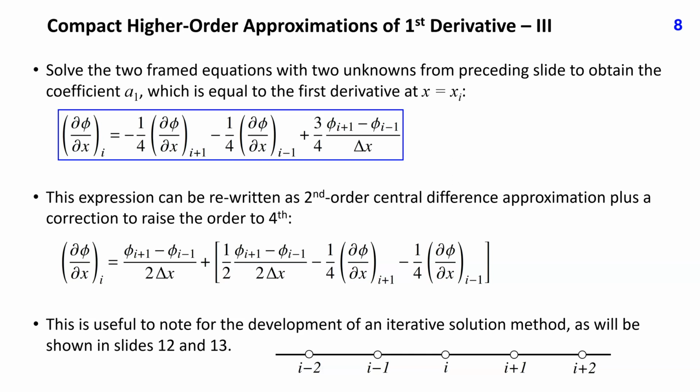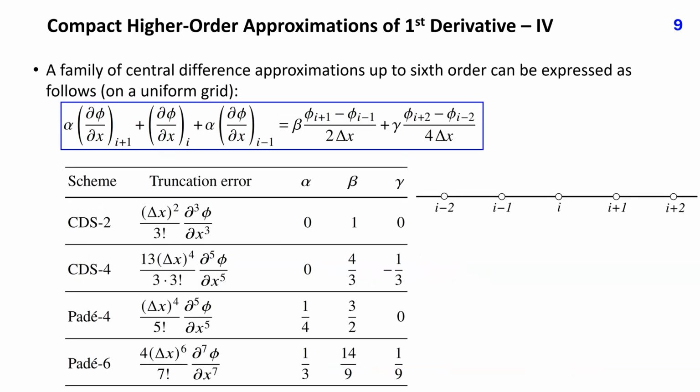The above expression can be rewritten as the second-order central difference approximation plus a correction which raises the order to fourth. We shall see in slides 12 and 13 how this fourth-order approximation can be implemented in implicit solution methods using the deferred-correction approach. A family of central difference approximations up to 6th order can be expressed as follows on a uniform grid.